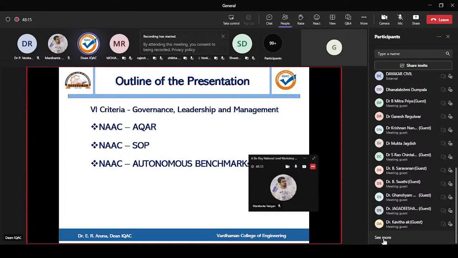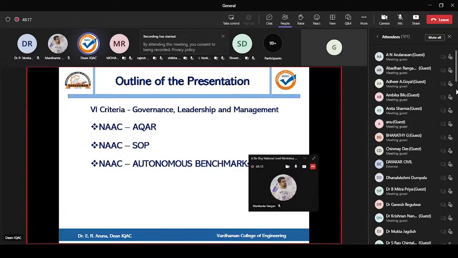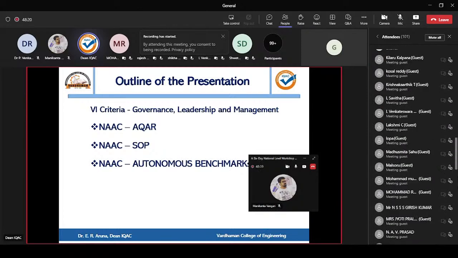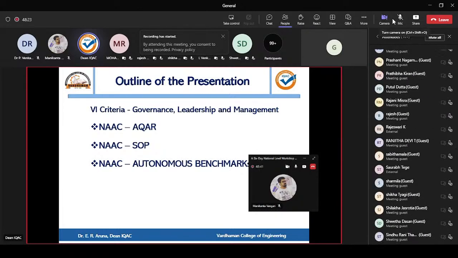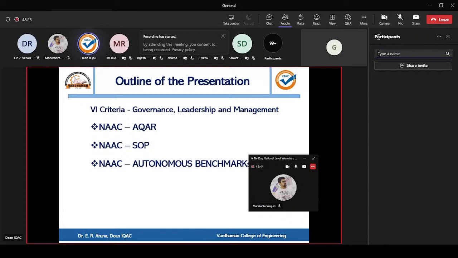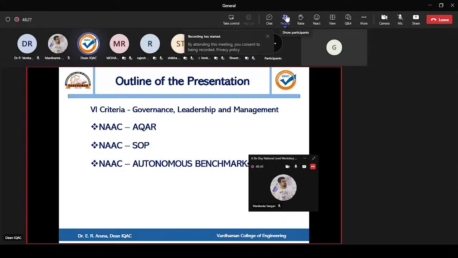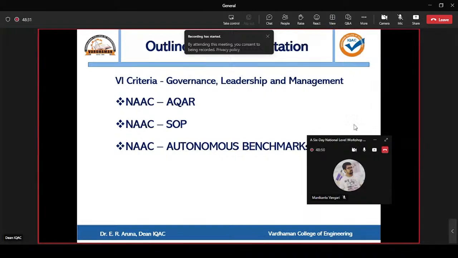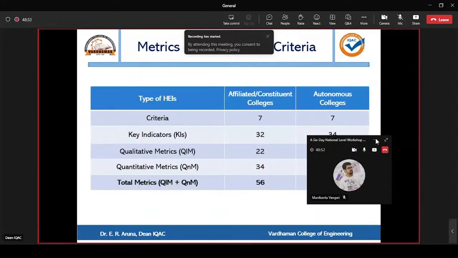leadership, and management. So, the outline of my presentation: I'm going to present the AQAR 6th criteria and the standard operating procedure, how the evaluation process is done with respect to the data we have given, and the autonomous benchmarks, and I'm comparing with affiliated benchmarks also. Let me continue. So this is the overall metrics and key indicators across all the criteria.